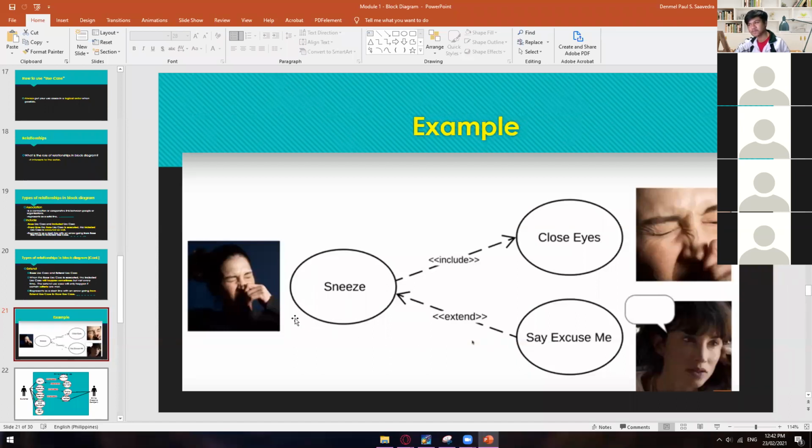Yes, sir. Okay. Again, this is our base. It's include, from base to include. And then again, this is our base. And from extend, to our base, right?